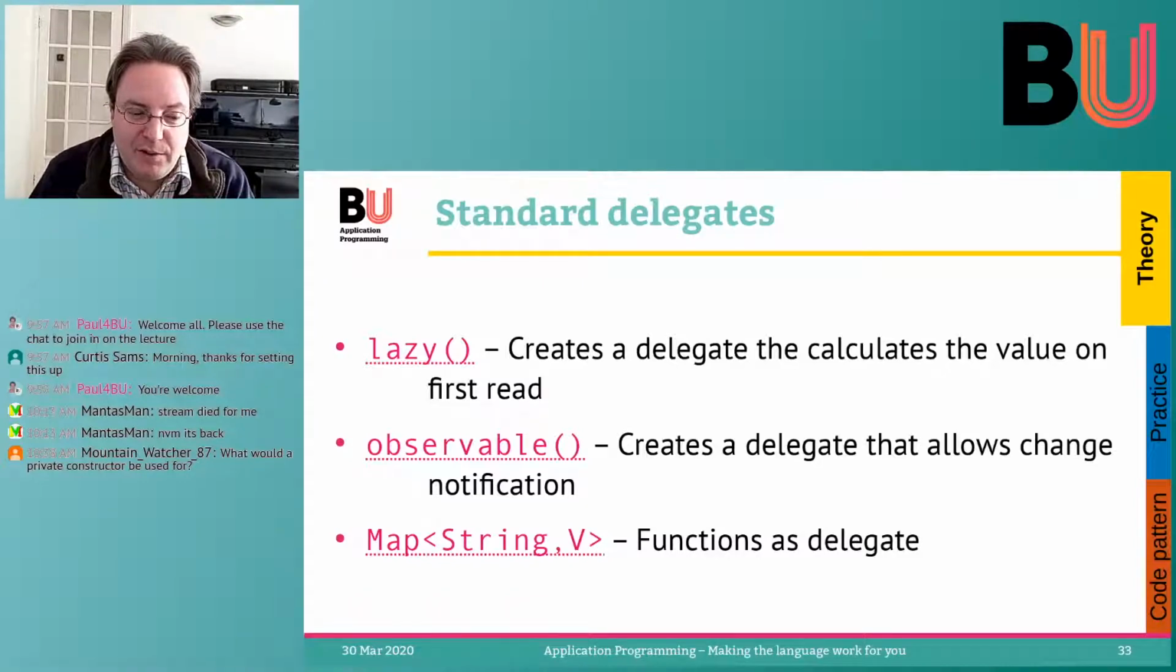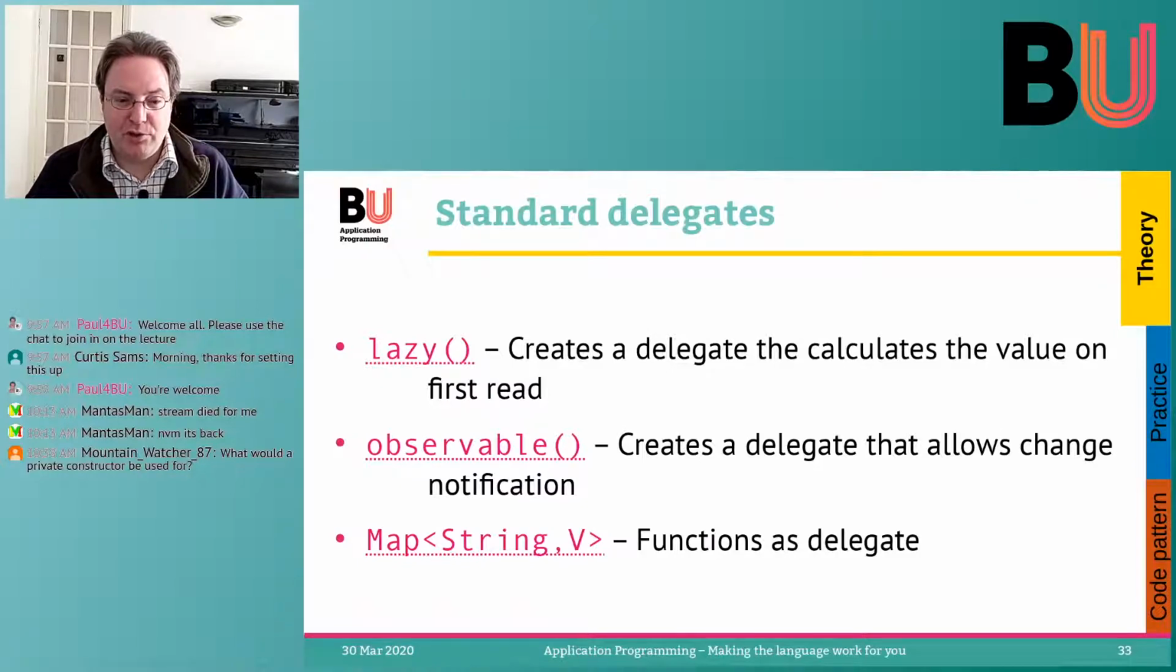And one thing that Kotlin implements is the ability of using instances of the map interface as a delegate. This is implemented as extension methods on map. So how does this work? It only maps with a string key.